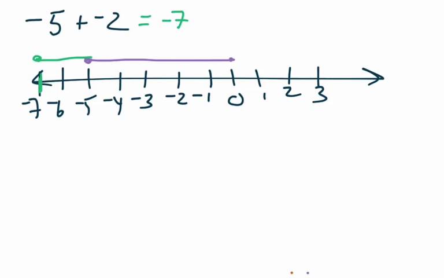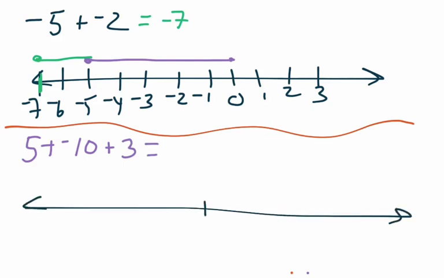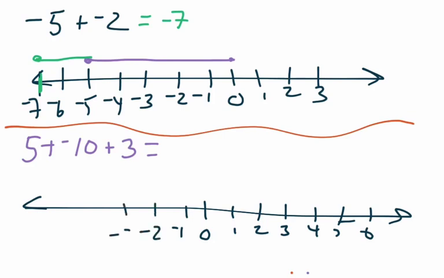Let's do this one. This looks like a fun one. We're going to do 5 plus -10 plus 3. All right, so let's sketch our number line. And we have 0, 1, 2, 3, and so on, and we'll go in the negative direction, like so. And we'll start at 0, and we're going to start in the positive direction. So we're going to go 5 in the positive direction. So 1, 2, 3, 4, 5.